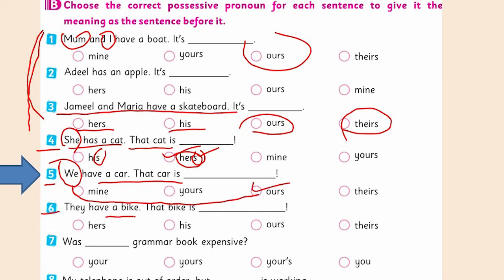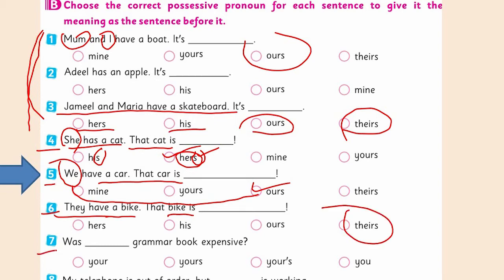They have a bike. That bike is they have. Referring to someone else here. We change into ours. It's showing the possession, the ownership of something. The car belongs to them. Now, in this sentence, they are talking about someone else. The persons are in plural form. They have a bike. That bike is, yes, theirs.